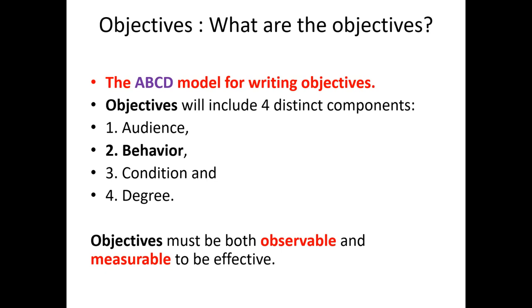Now let's go into detail on objective writing. When you write an objective, you have to follow what we call the ABCD model. Objectives will include four components. Number one, the audience. You need to understand who the audience are. Behavior, what behavior are you going to develop or instill, and the condition of your teaching and the degree of achievement. Objectives must be both observable and measurable in order to be effective.